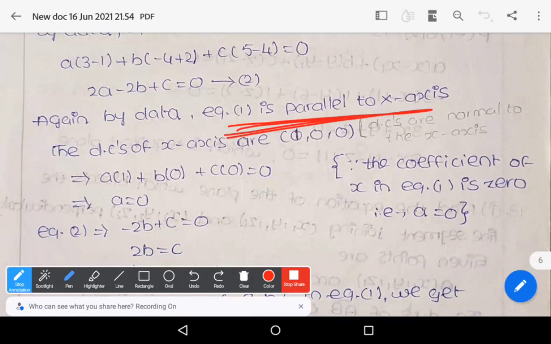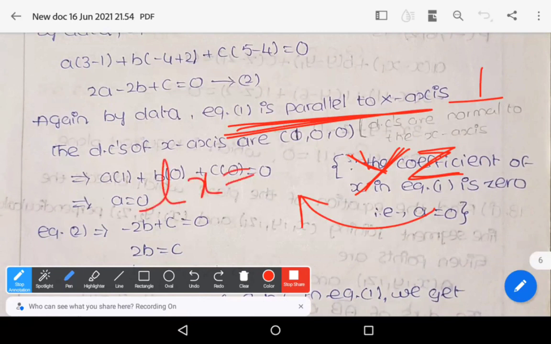And the x-axis is perpendicular to the yz plane. What is the equation of the yz plane? The equation of the yz plane is Lx = p, where L is not equal to 0.